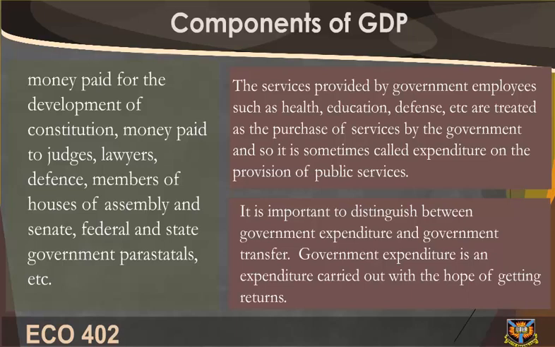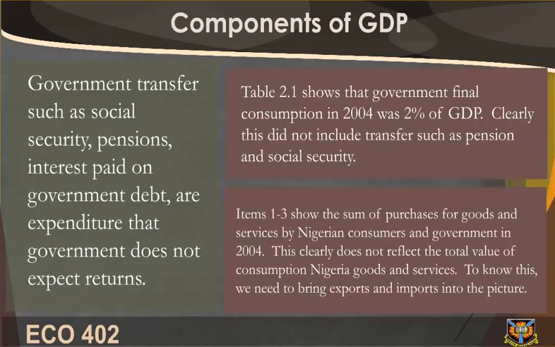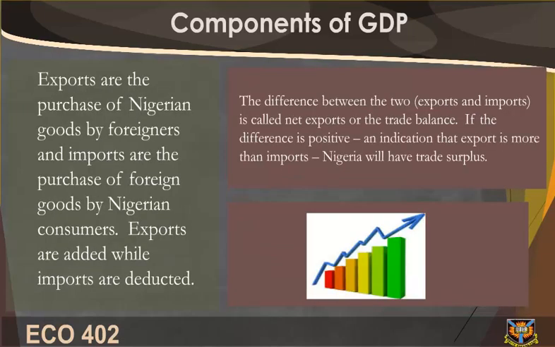The services provided by government employees, such as health, education, defense, etc., are treated as the purchase of services by the government, and so it is sometimes called expenditure on the provision of public services. It is important to distinguish between government expenditure and government transfer. Government expenditure is an expenditure carried out with the hope of getting returns. Government transfer, such as social security, pensions, interest paid on government debt, are expenditure that government does not expect returns.